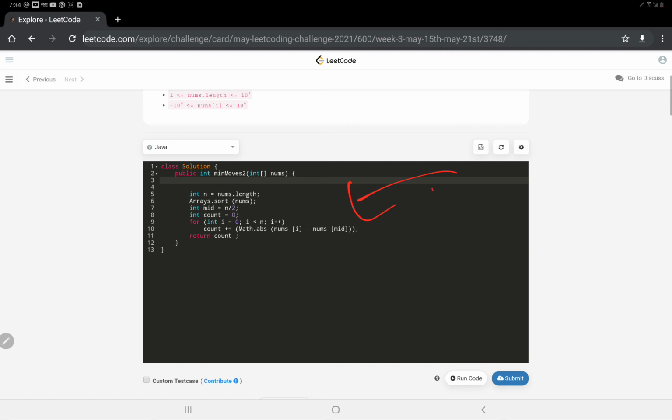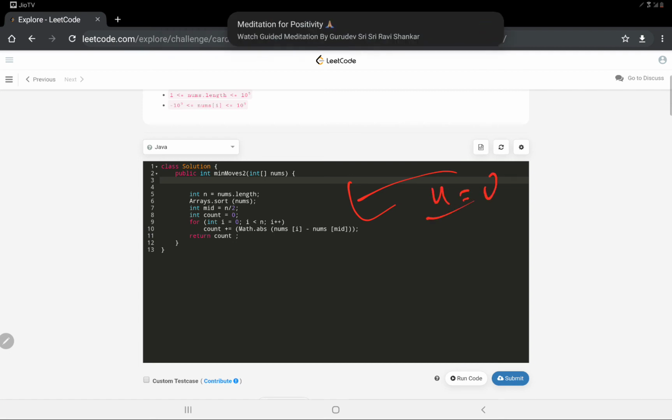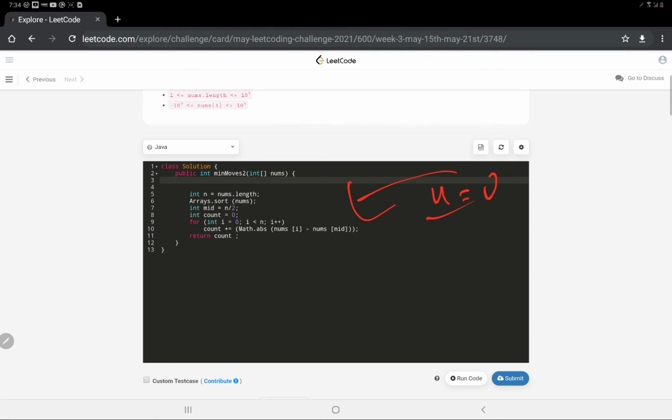So I haven't put any check for n equals 0 or null. Why so? Because we don't need it, because it's given that the length would be from 1 to n. So first of all, I have taken the length and stored it in the n variable, and I have sorted the array. Then I have taken out the mid, and then I have initialized the count variable to 0. So basically the answer would be in the count variable.